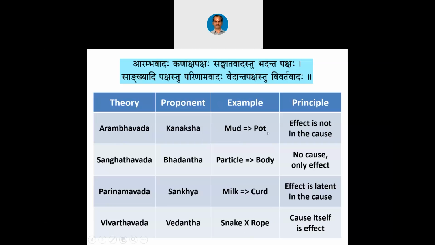Mud was there before and the effect was the pot. Mud was the cause. That is also right. Particles combine to become the body and there is only effect, because particles are invisible; only the body is visible. So there need not be any cause, only an effect. Milk itself is going to become the curd, meaning all the properties to become a curd were already latent in the milk. Effect is latent in the cause.